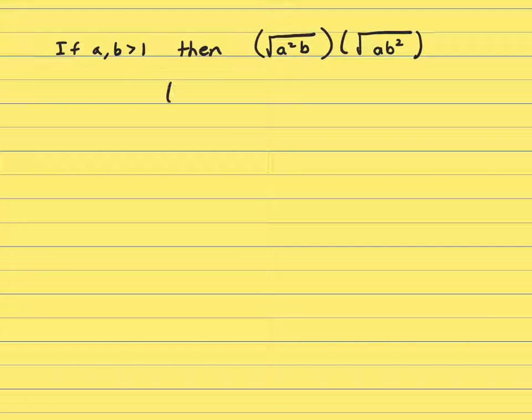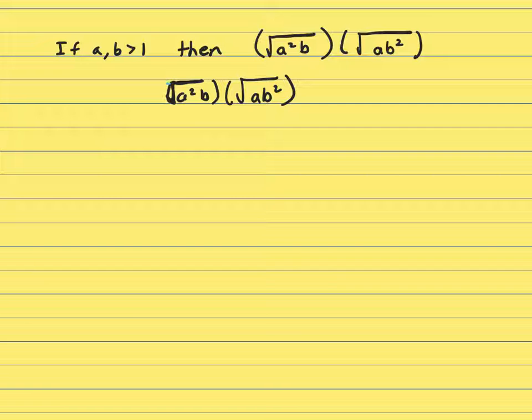We are trying to simplify the square root of a squared b times the square root of ab squared. Since both of these are square roots, there's understood to be a 2 right there and right there. What we can do is write that as one big square root of a squared b times ab squared.